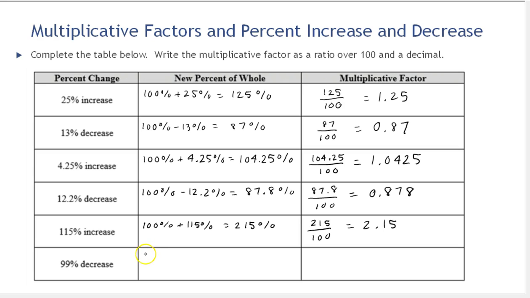Finally, a 99% decrease. We start with 100%, subtract off 99%, and our new amount would be 1% of the original whole. As a fraction, this is 1 over 100, and as a decimal, this is 0.01. So if there's a 99% decrease, the new amount is 0.01 times as large as the original, or 1% of the original amount.